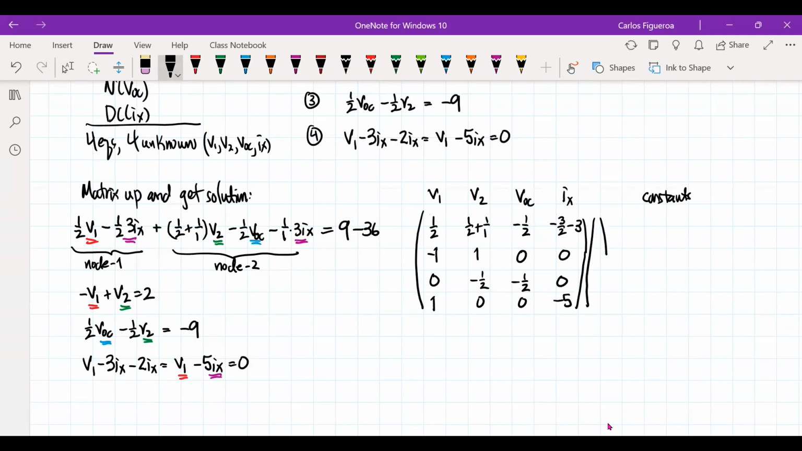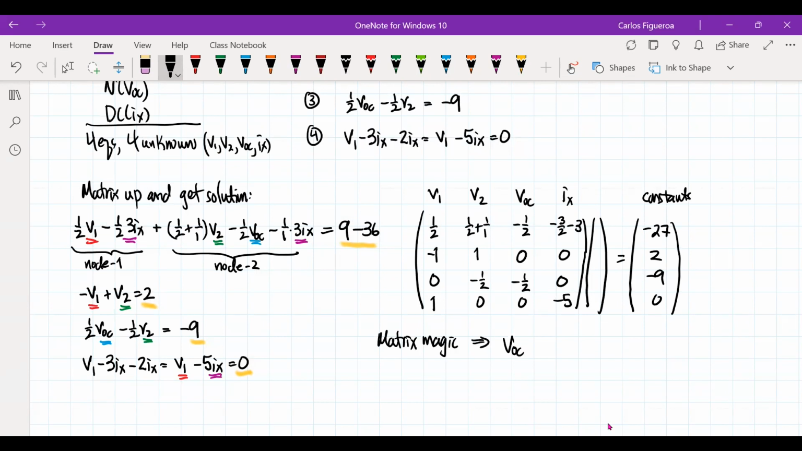Right, so there's my matrix. Then I'm going to set up my constants. So then my constants look like this here. I got that constant, that one, that one, that one. So then this will give me, if I subtract that, I'm going to get minus 27, 2, minus 9, 0. So there's my matrix. So then if I do matrix magic, that tells me that VOC is equal to minus 79.3 volts.